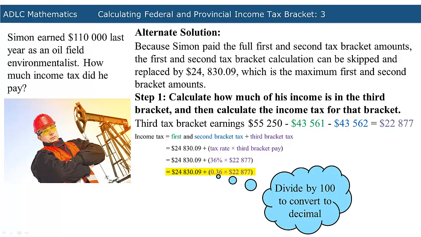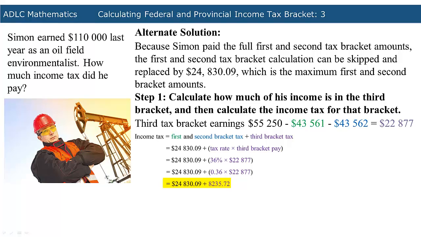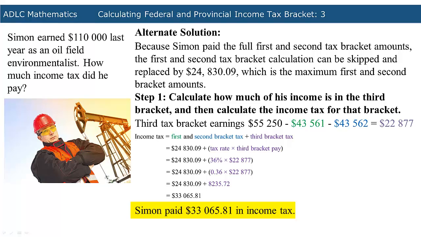Convert the percentages to decimals by dividing by 100. 0.36 multiplied by 22,877 amounts to a total of $8,235.72. Now $24,830.09 must be added to the $8,235.72 calculated, which results in a total income tax of $33,065.81. Therefore, Simon paid $33,065.81 in income tax.